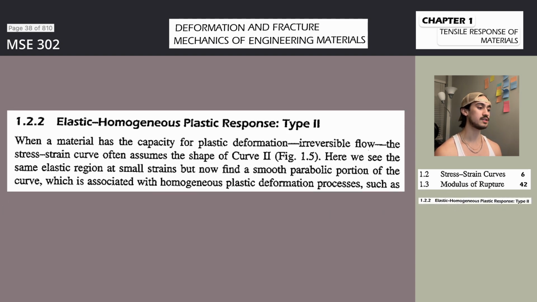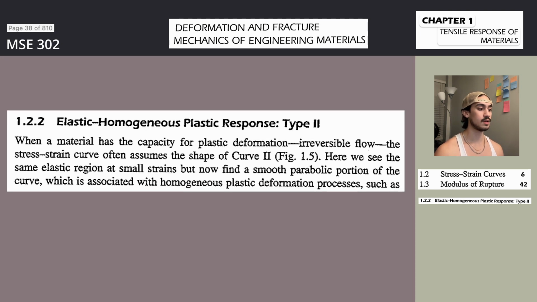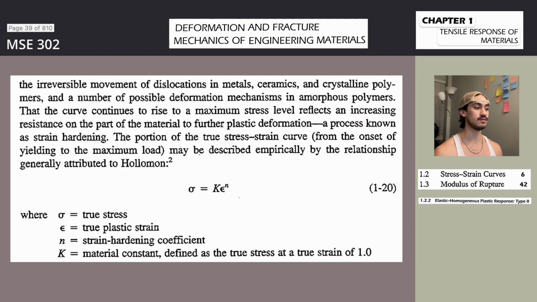1.2.2, elastic homogeneous plastic response, type 2. When a material has the capacity for plastic deformation, irreversible flow, the stress-strain curve often assumes the shape of curve 2, figure 1.2. Here we see the same elastic region at small strains, but now find a smooth parabolic portion of the curve, which is associated with homogeneous plastic deformation processes, such as the irreversible movement of dislocations in metals, ceramics, and crystalline polymers, and a number of possible deformation mechanisms in amorphous polymers. That the curve continues to rise to a maximum stress level reflects the increasing resistance on the part of the material to further plastic deformation, a process known as strain hardening.